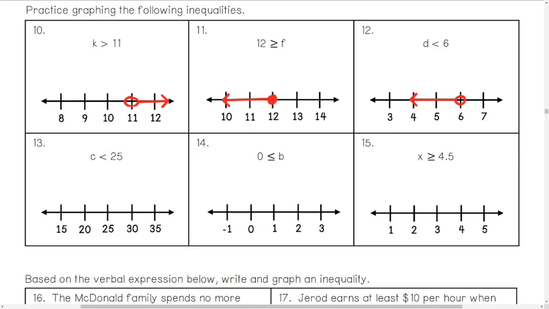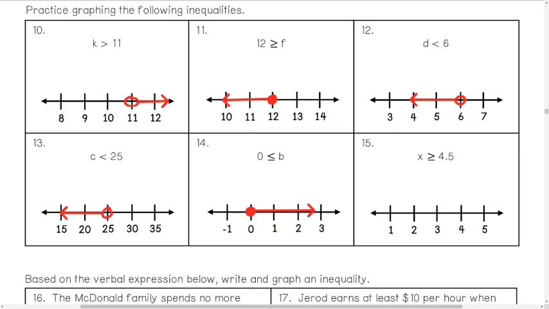13. If I have C is less than 25, I do an open circle and it's smaller. 14, it's going to be a closed circle and it's going to be going to the right. Now it seems kind of confusing, but it says here 0 is less than or equal to this number over here, B. So any of these numbers that are bigger than 0 make this true because 0 is smaller than those numbers. So 0 is smaller than 1, 0 is smaller than 2. And so it's kind of backwards to what you would think, but it does work on there.